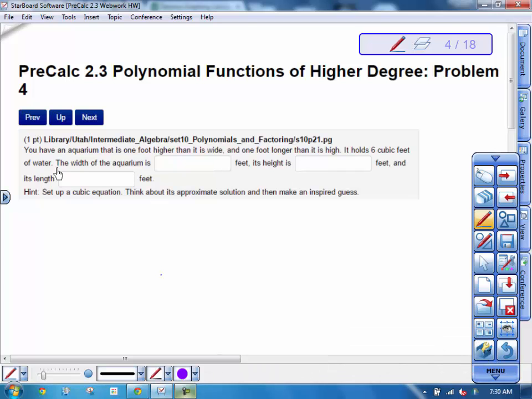All right, the next problem says you have an aquarium that is 1 foot higher than it is wide. That means the height is the width plus 1. And 1 foot longer than it is high. That means the length equals the height plus 1. That's 1 foot longer than it is high. All right, it also says it holds 6 cubic feet of water, so the volume we know is length times width times height, which we know equals 6 here.